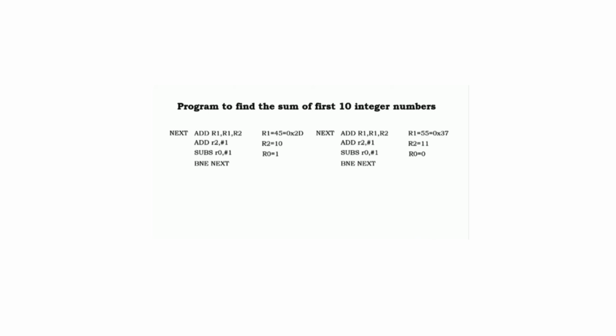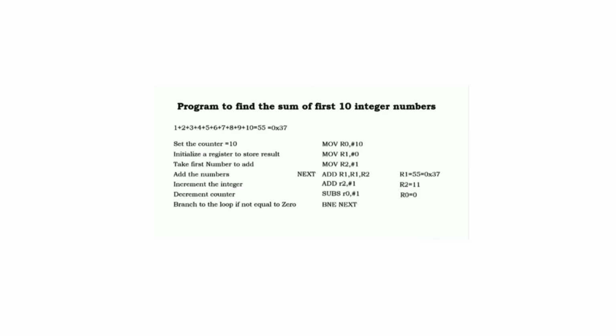Once this loop is stopped, we have a value of R1 equal to 55, that is equivalent to 37 in hexadecimal. We can observe on the top that we had 1 plus 2 plus 3 plus 4 plus 5 plus 6 plus 7 plus 8 plus 9 plus 10, which is equal to 55, equivalent to 37 in hexadecimal. So we have that value in the R1 register. So we write a no operation instruction so that it does not do any operation. Once this program is done, we'll stop this program by writing an END directive.